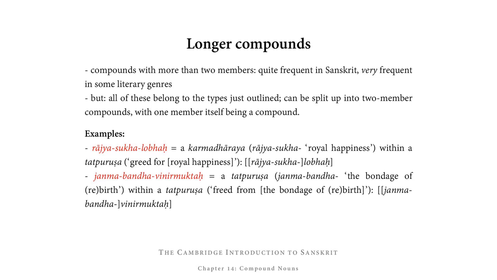Another example, Janma Bandha Vinirmuktah, consists of the members Janma, meaning birth, or here birth and rebirth, the cycle of births, Bandha, which means bondage, and finally Vinirmuktah, which means freed or freed from. So literally this is rebirth, bondage, freed. This compound consists of a Tatpurusha, Janma Bandha, the bondage of rebirth, of birth and rebirth, which stands within another Tatpurusha, namely freed from is one member of this Tatpurusha, and the other member of the Tatpurusha is the bondage of rebirth. And so the compound as a whole means freed from the bondage of rebirth.